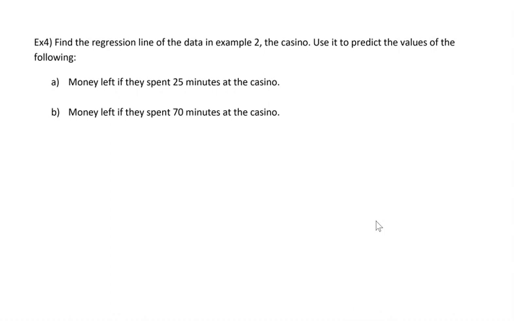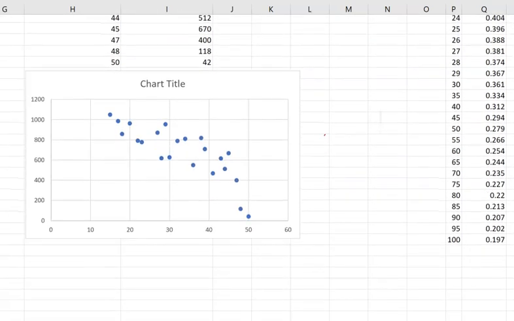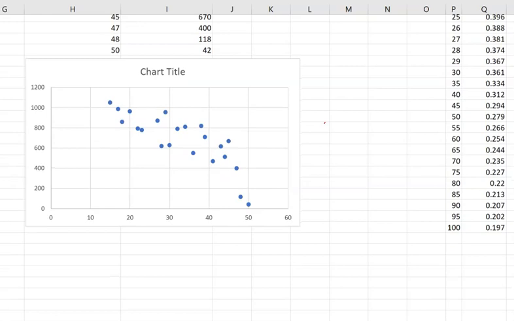So number 4 says find the regression line of the data in example 2, the casino one. Use it to predict the values of the following: money left if they spent 25 minutes at the casino, and money left if they spent 70 minutes at the casino. So again, let's go back to our same Excel that we already made the scatter plot for and start working this out. All right, so here was our number 2. And we did already make that scatter plot as well.